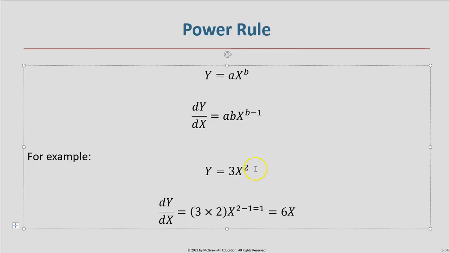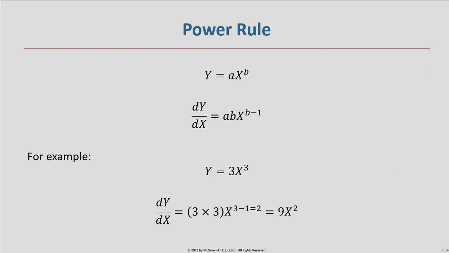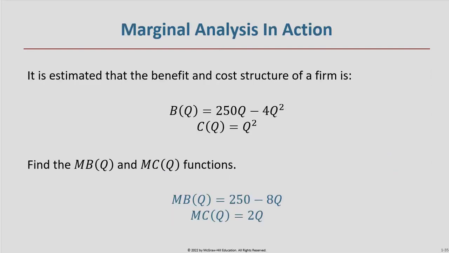Okay, so in that case, if y was equal to x cubed, the first derivative would be equal to 3 times x raised to the power of 3 minus 1, which equals 2. And this would be equal to 9x squared. Okay, so marginal analysis in action.